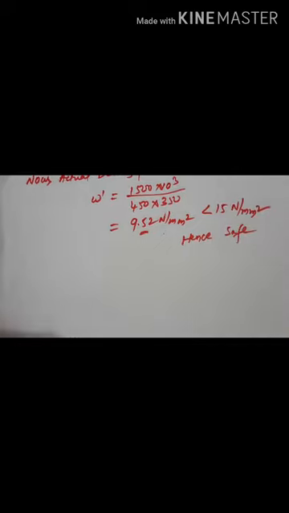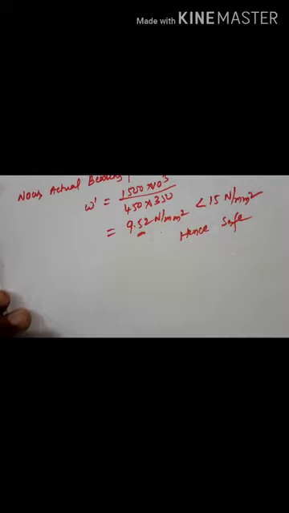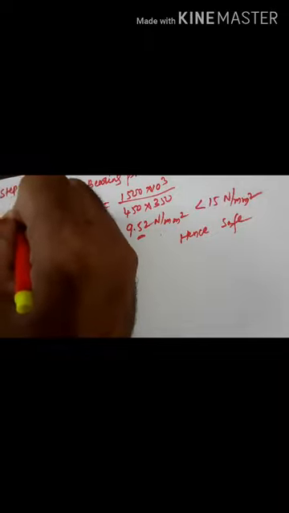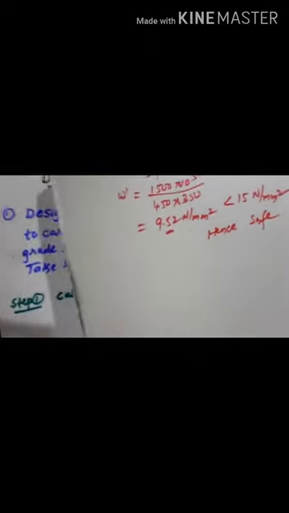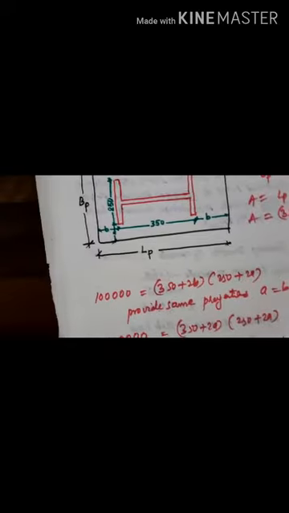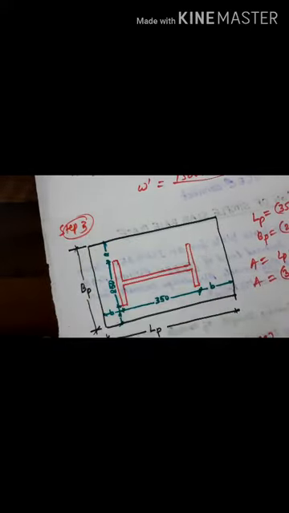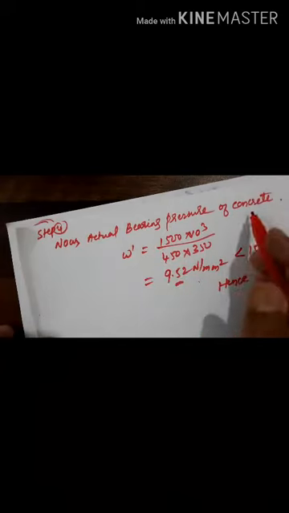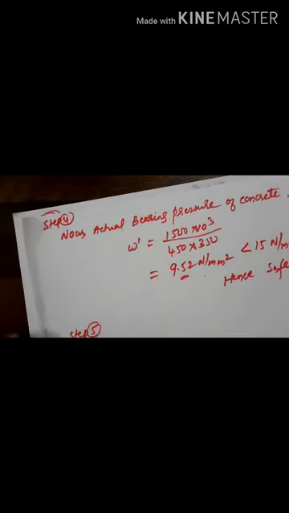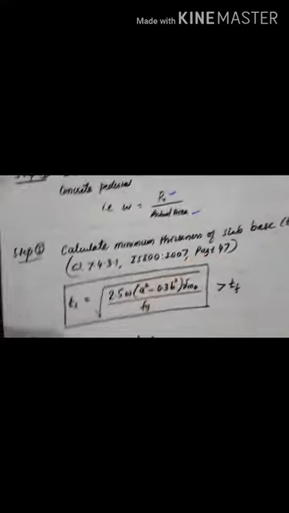Hence it is safe. Now, once we get the base plate size, the next step will be calculation of thickness. Okay. This is step number 4. Step number 1, 2, then this is step number 3. Then this is step number 4, we have calculated the actual bearing pressure of concrete. Then step number 5. So what is step number 5? Step number 5, calculate minimum thickness of slab base.